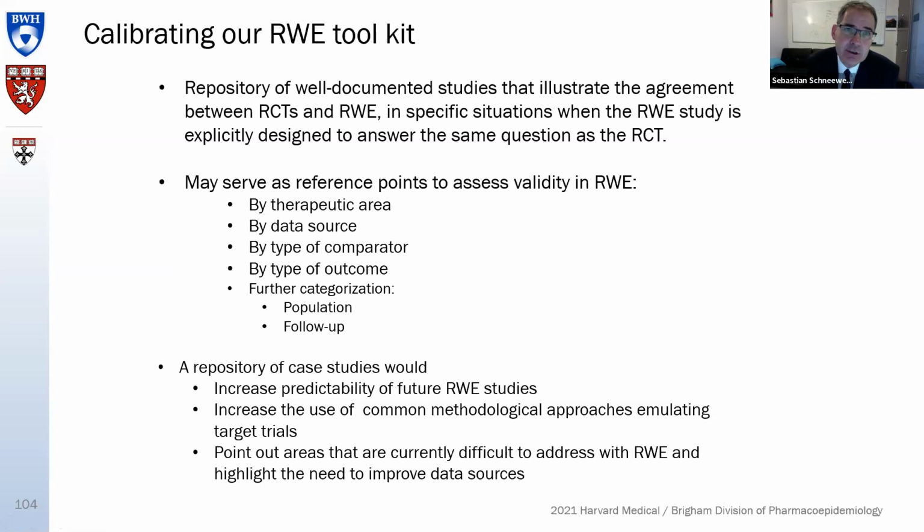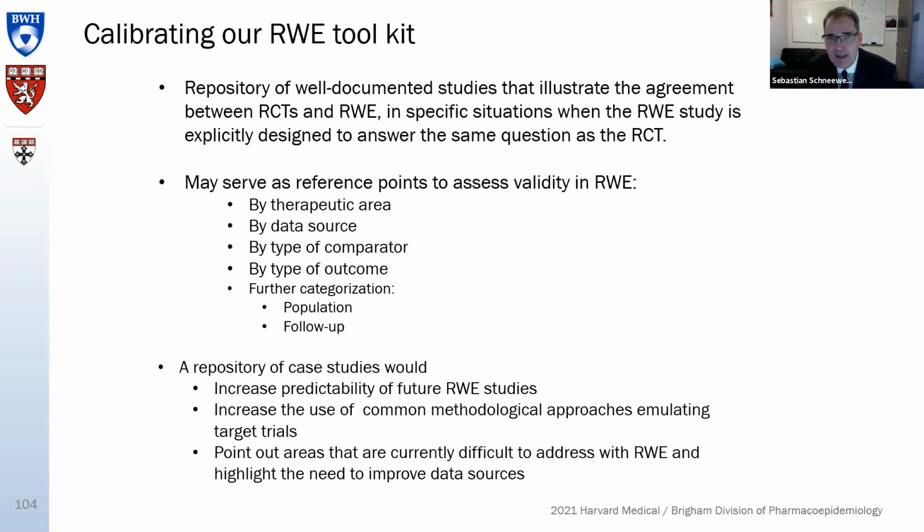And my last slide here: what do we make out of this? If we get more and more of these emulation exercises, there will be some generalizable conclusions. I think many of them we know already today, and they will be solidified by these exercises. But the most important outcome may very well be that we have a repository of well-documented studies that illustrate the agreement between RCTs and real-world evidence in specific situations, when the real-world evidence study is explicitly designed to answer the same question as the RCT. So these are important data points, reference points.